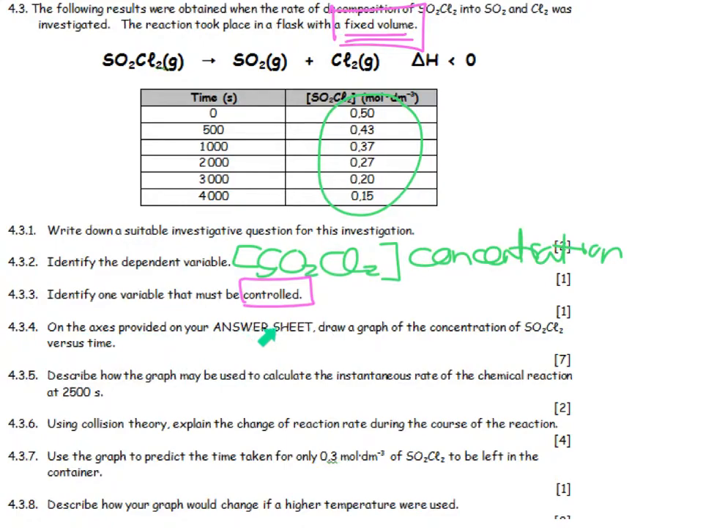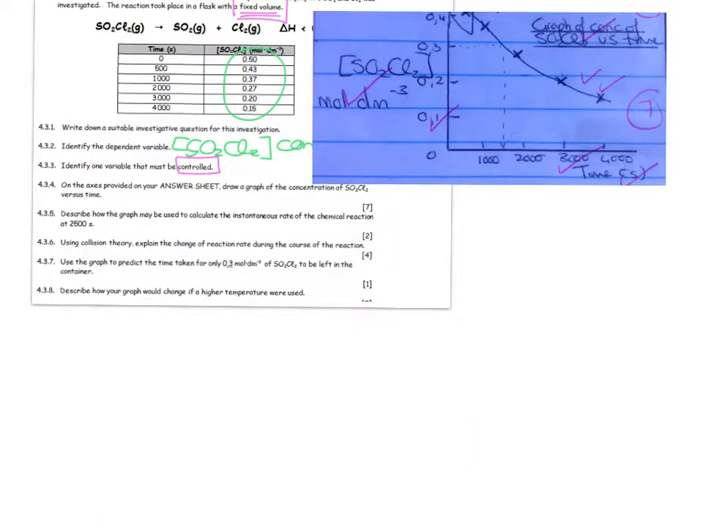On the axes provided on the answer sheet, draw a graph of that. So you need to give me a heading, graph of whatever's on the y-axis versus whatever's on the x-axis. Label both your axes with a unit. Give a constant, what's the right word? Scale. Constant scale over here. Put your 0 onto the point of 0, and then put your points in and join it with a smooth line. Describe how the graph may be used to calculate the instantaneous rate of the chemical reaction at 2500.